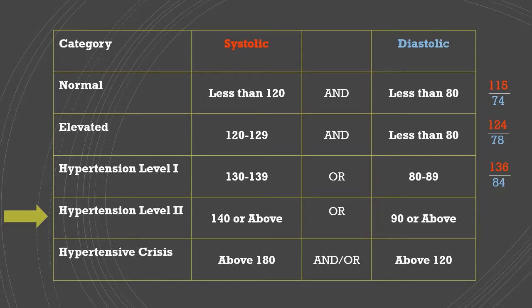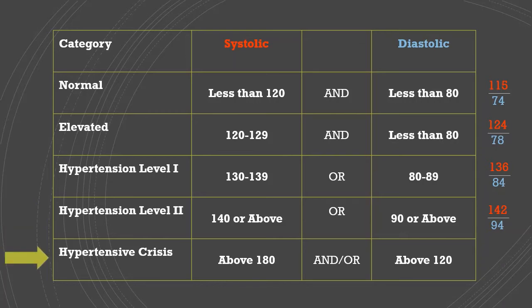Hypertension level 2 has a systolic of 140 or above, or a diastolic of 90 or above. Again, they don't both have to be high to fall into this category, but more often than not, they both will, such as 142 over 94.